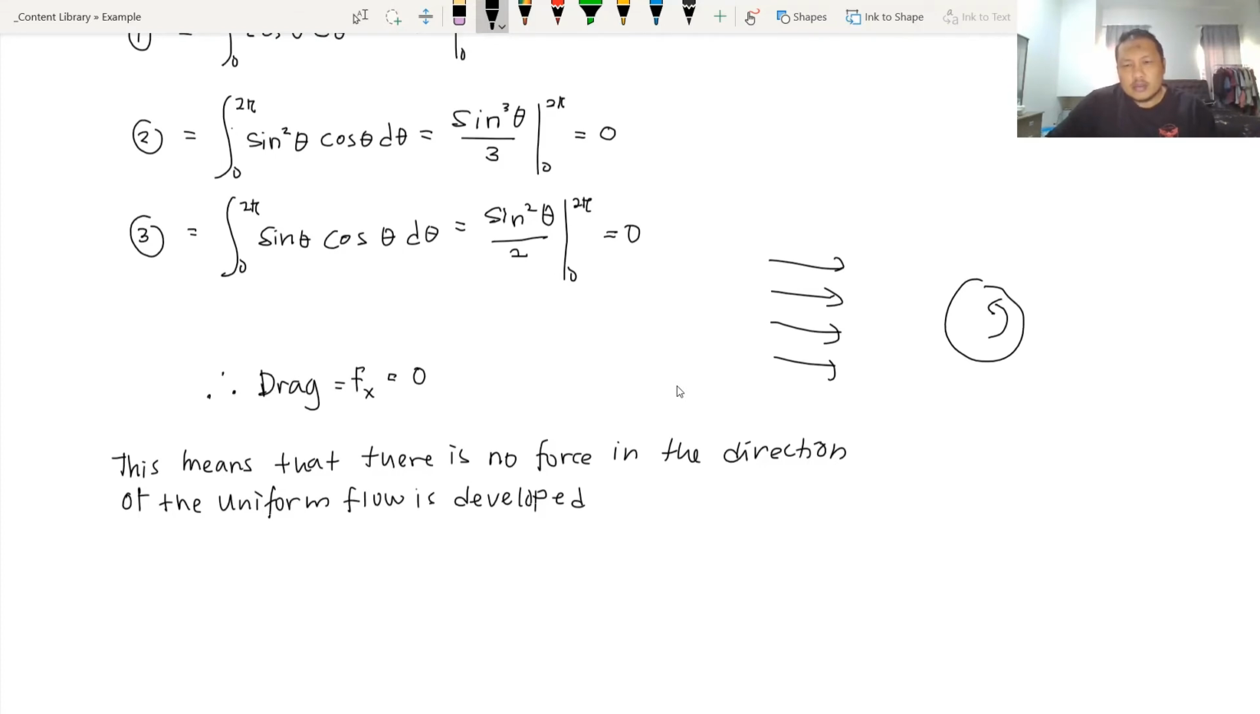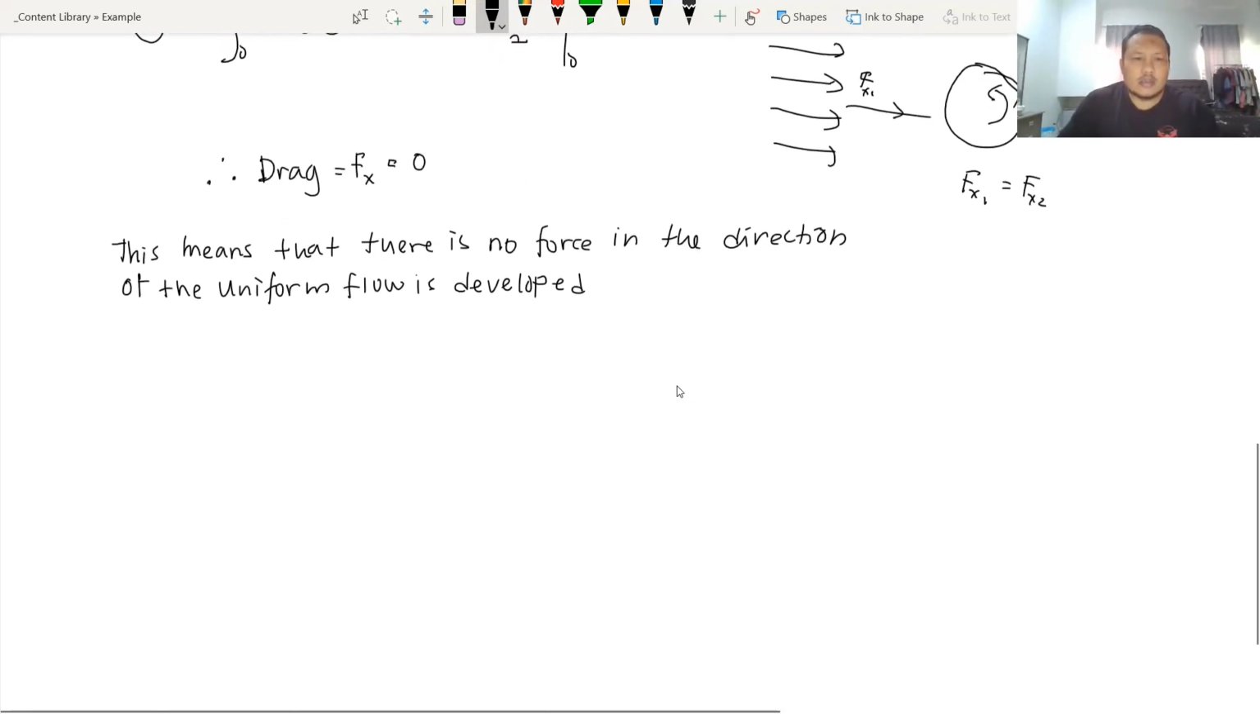We combine these two, this is some sort of a circular cylinder because we have a vortex. So there is no force, or the drag force, maybe because the force from the front and from the back are equal. The magnitude of the Fx1 and Fx2, these two magnitudes are equal. You can see that Fx1 equal to Fx2. Therefore, there is no force in the direction of uniform flow.